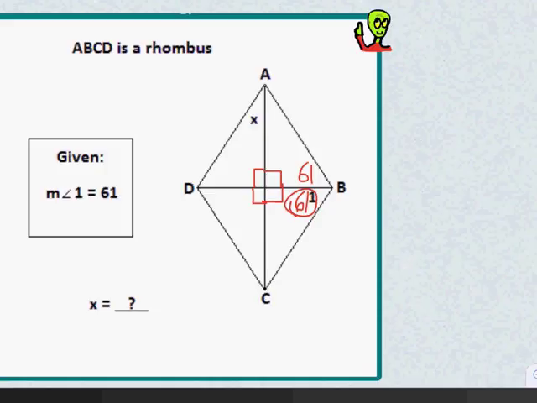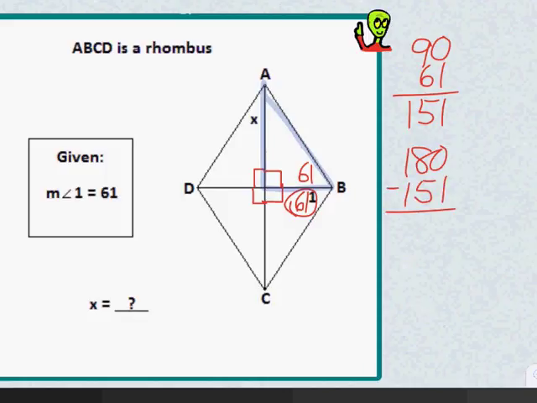Now we can look at this right triangle at the top of the diagram, and the angles for any triangle add to equal 180. So if the first two angles are 61 and 90, we can add those together and get 151 and subtract that from 180, and we get 29 degrees for the angle at the top of that triangle. Or we could have said that the two acute angles of a right triangle are complementary, and we could have subtracted 61 from 90 to also get 29.